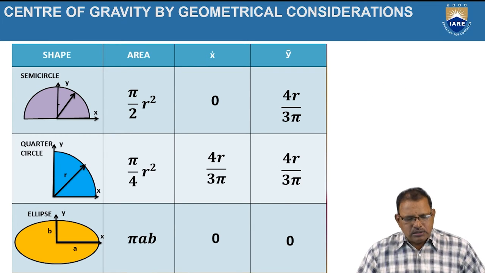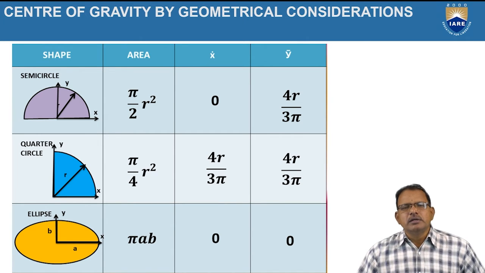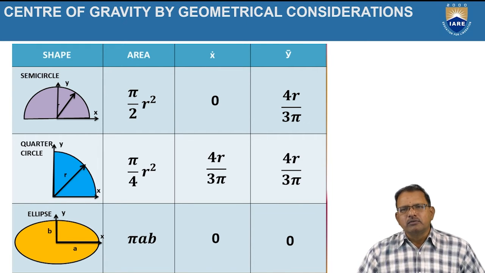For the semicircle, the bottom diameter is treated as the x-axis. The symmetrical line which is perpendicular to the x-axis is treated as the y-axis. Since the body is symmetrical with respect to the vertical line, hence the x coordinate of the centroid is equal to 0 and the y coordinate is given by 4r by 3 pi.